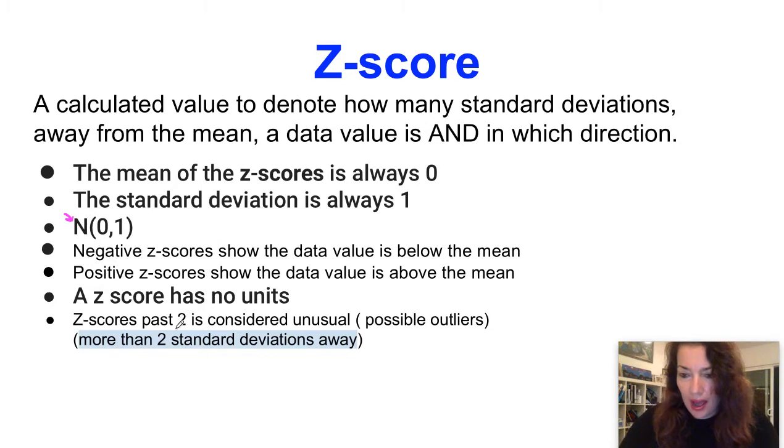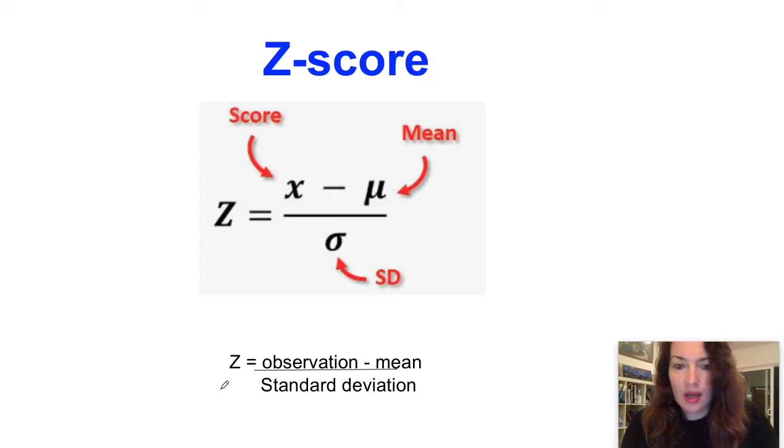Now, a z-score has no units. So if I'm looking at a model and it represents, let's say, the weights of elephants, then if I calculate the z-score, that will have no units. It will not be kilograms or pounds or tons. It will just have no units. We have z-scores that vary usually anywhere from -3 to 3. Of course, they could go lower and higher than that, but anything that is 2 or beyond is considered unusual.